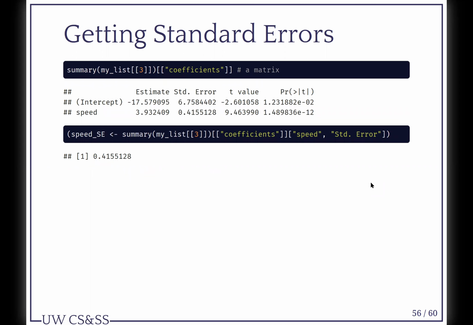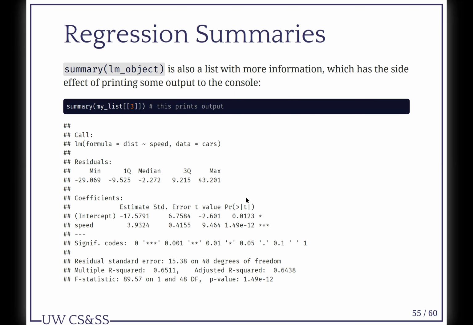So let's say we could do summary, my list, the element 3, and then we can subset straight from the summary. And this will provide us with a matrix of our coefficients. And then we could also chain these to say we want speed, the speed row from here, and the standard error column. So this is how you would try to get that explicit standard error straight from your summary output if you really wanted to grab it from this place.